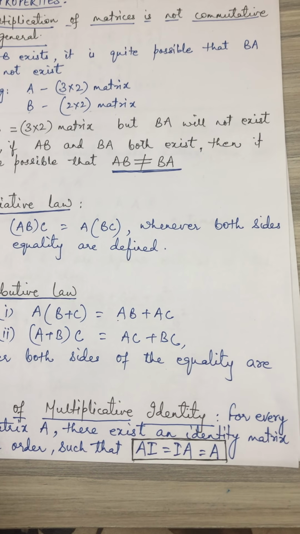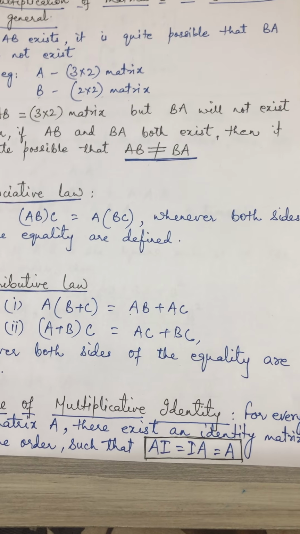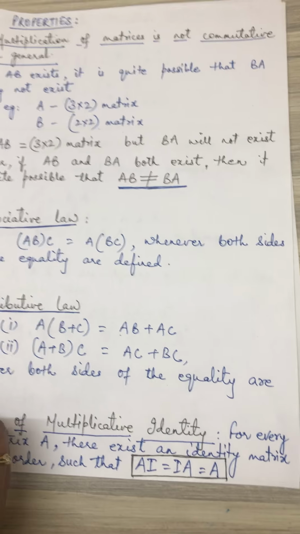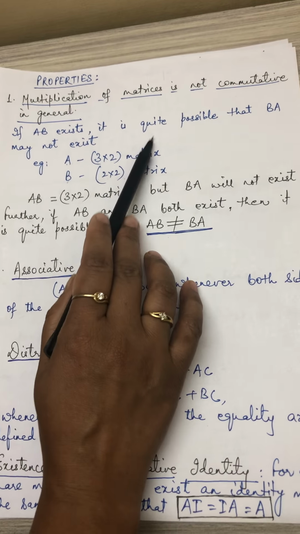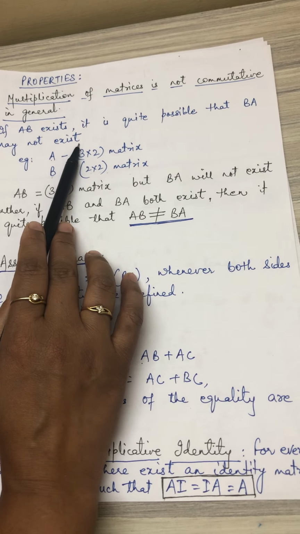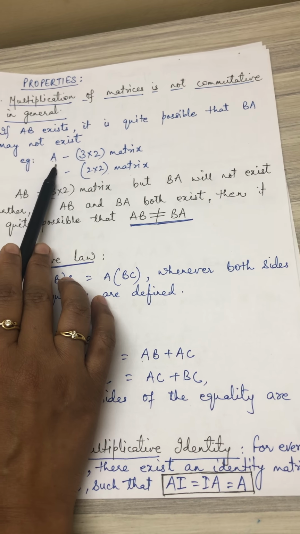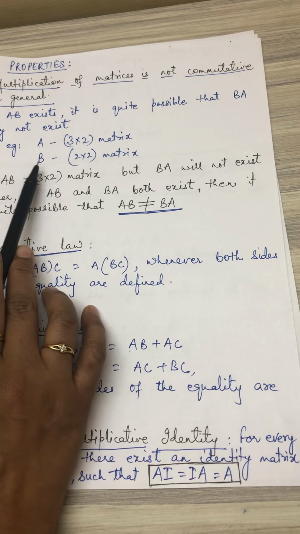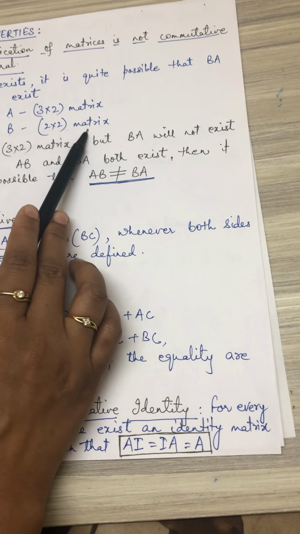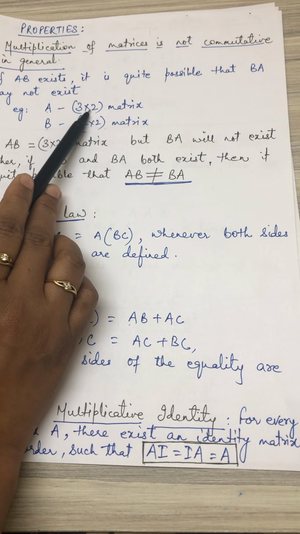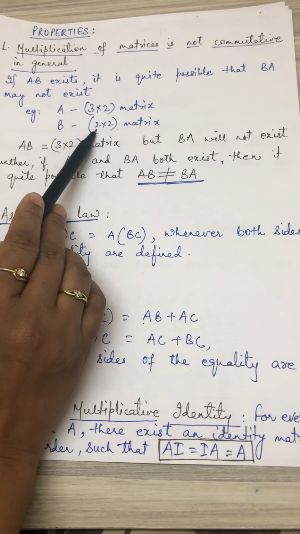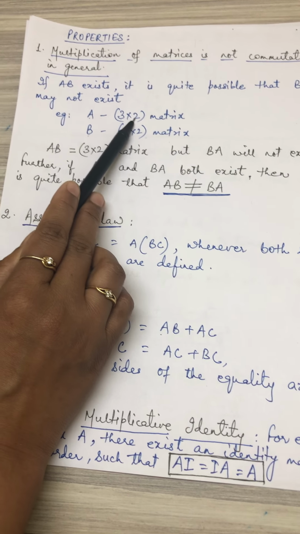The first property states that multiplication of matrices is not commutative in general. If AB exists, it is quite possible that BA may not exist. If we have a matrix A which is a 3 by 2 matrix and a matrix B which is a 2 by 2 matrix, then definitely AB will exist because the number of rows of B is equal to the number of columns of A.